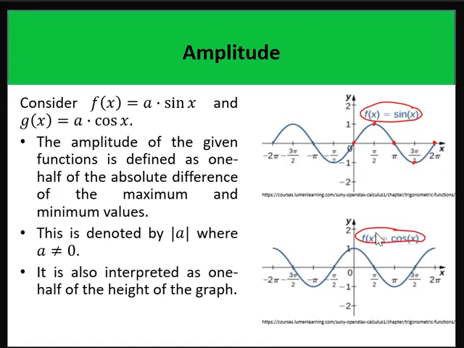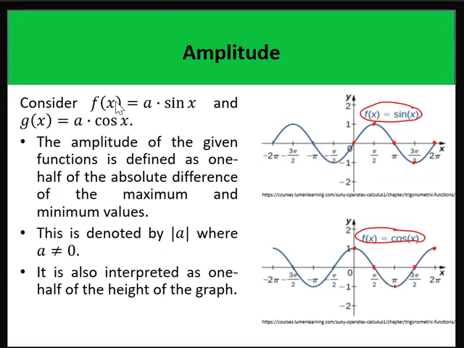Now, for the basic cosine function, when x is equal to 0, the value of y is positive 1. When x is equal to pi over 2, the value of y is 0. When x is equal to pi, the value of y is negative 1. When x is equal to 3 pi over 2, the value of y is 0. And when x is equal to 2 pi, the value of y is positive 1. So these are the 5 points that we highlight for the basic cosine function.